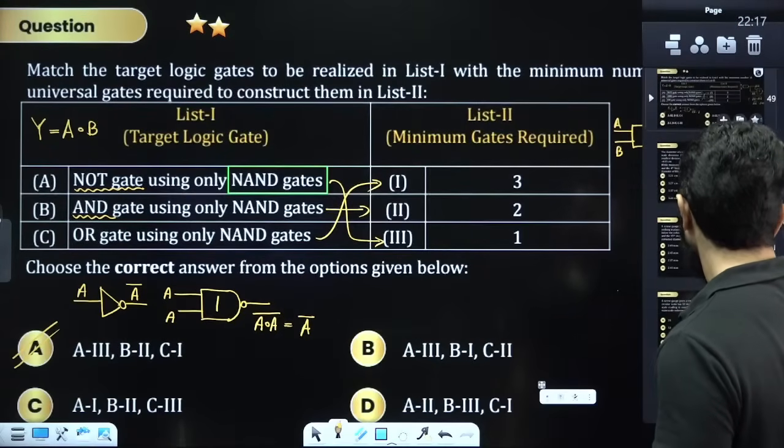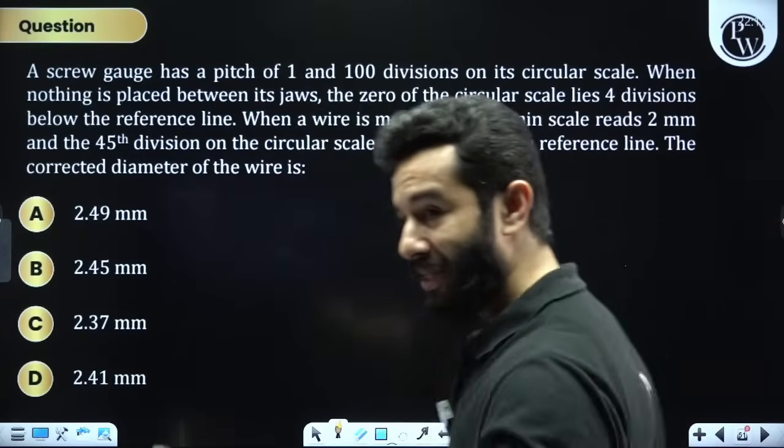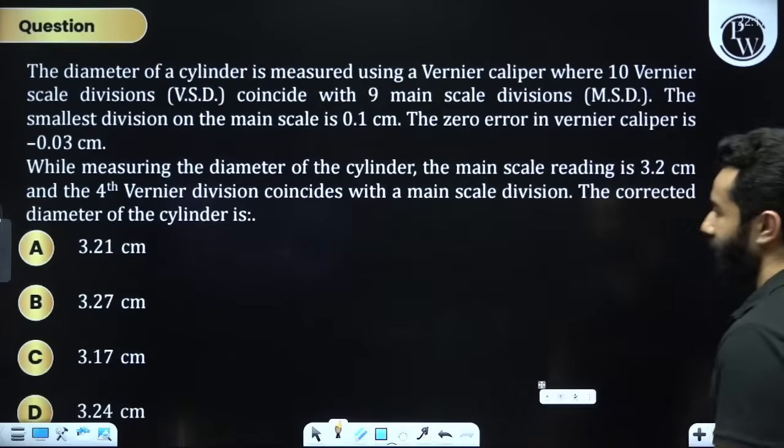Moving on to the next one. A question from Screw Gauge. Explain the B part again. Fine. I'll explain the B part again.